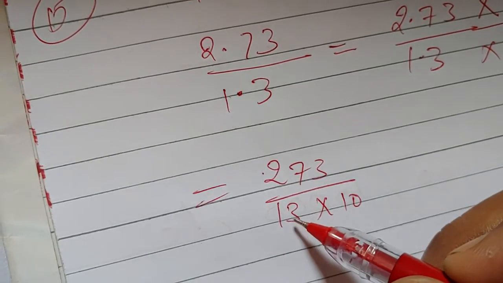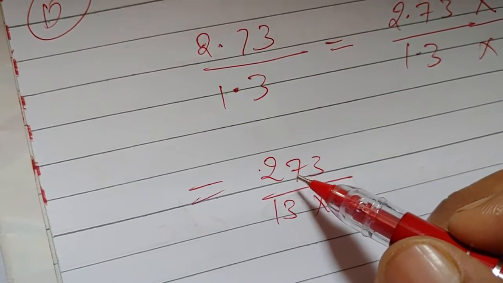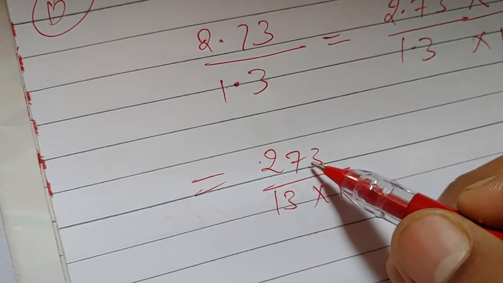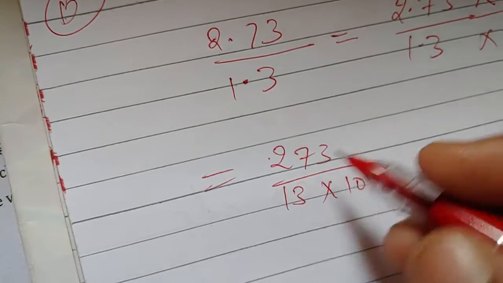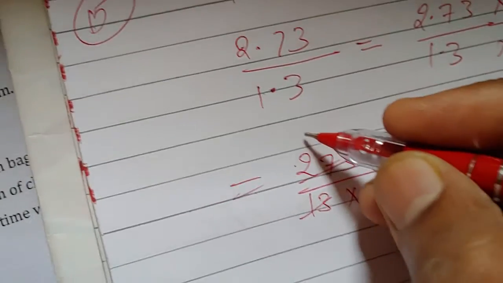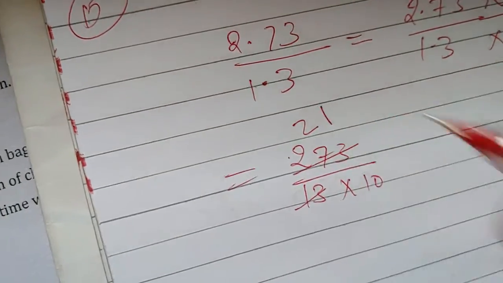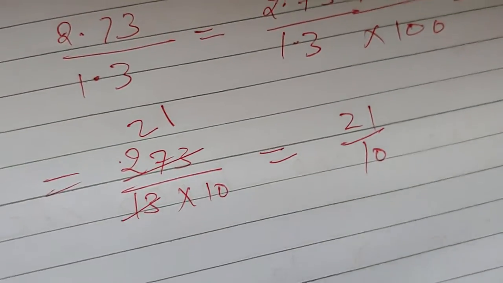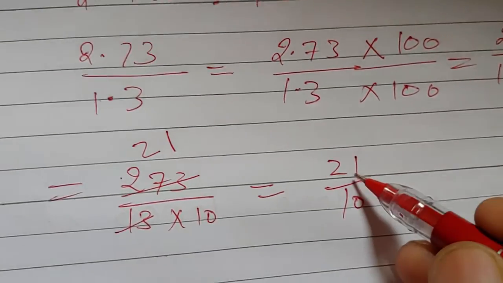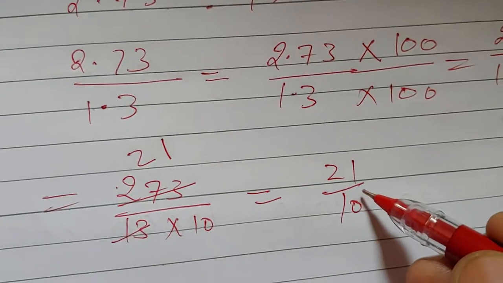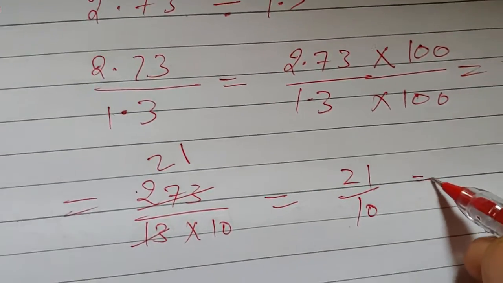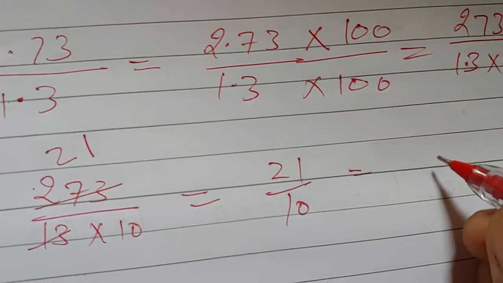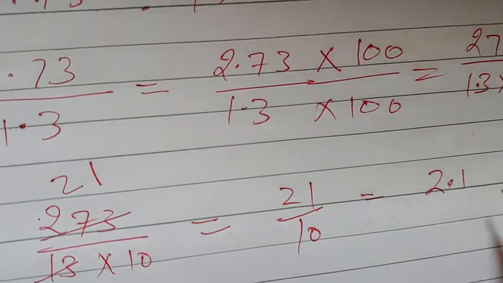So let's try. 13 twos are 26, and 1 is remaining, so 1 will be placed here. Then 13 ones are 13, it is a multiple of 13. So it is 21 by 10. Now if 10 is at the denominator, the final answer will have one decimal point. 2.1 is our answer.